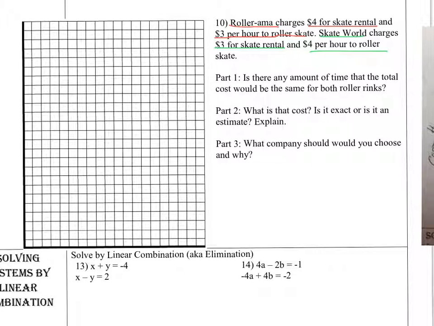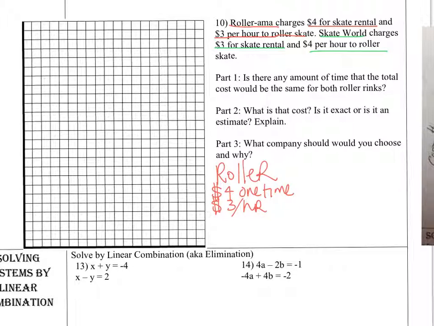So how does that turn into algebra? Okay, so I'm going to call this one Roller for short. So Roller charges $4 once. It's just $4 to get in. So it's a $4 one-time fee. But then you have to pay $3 per hour.